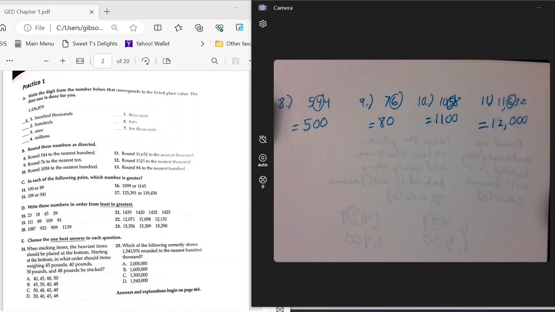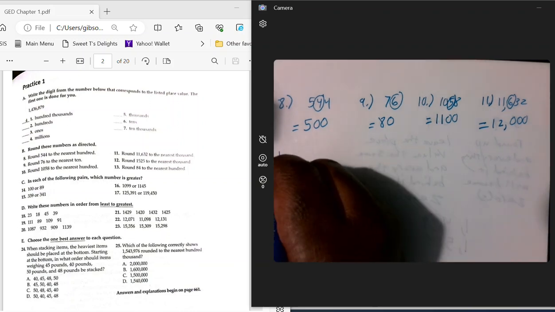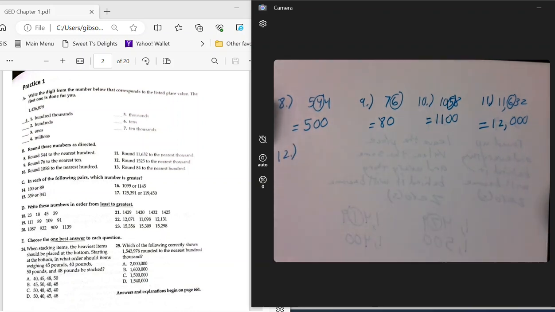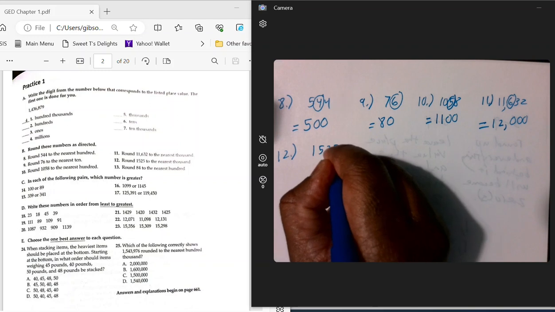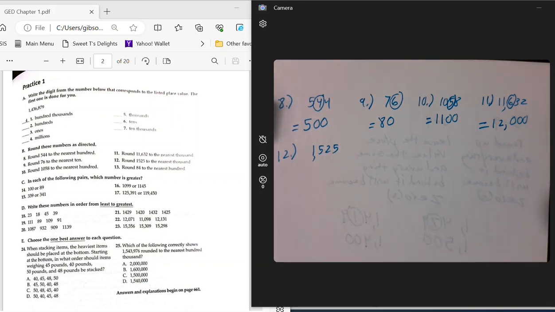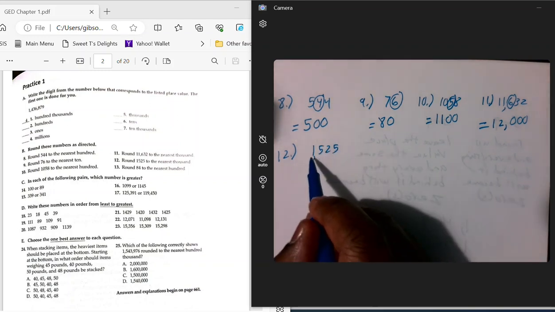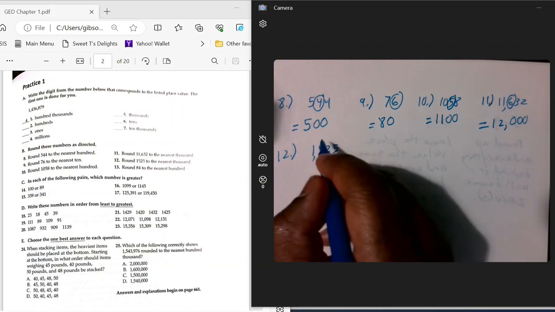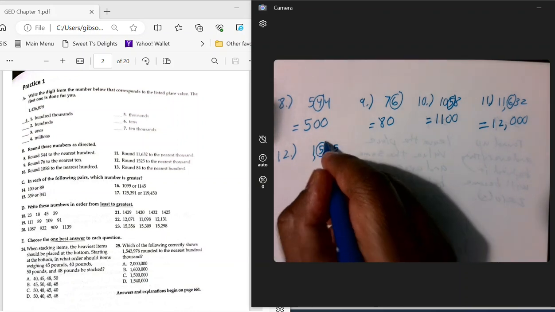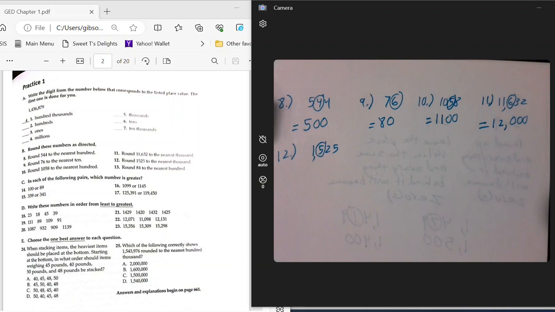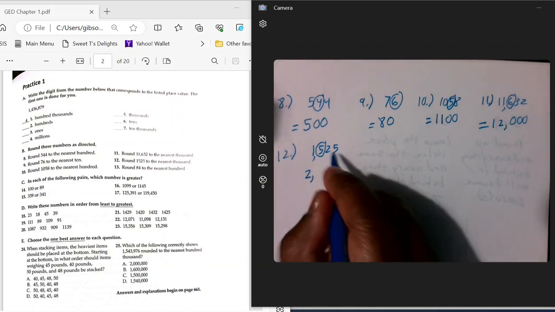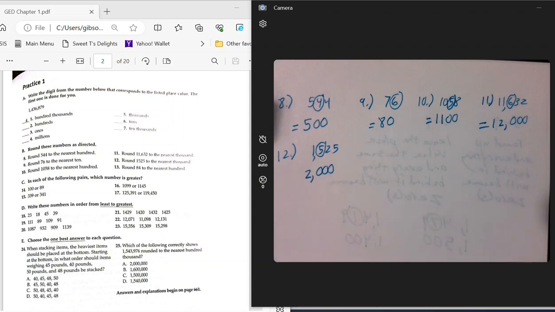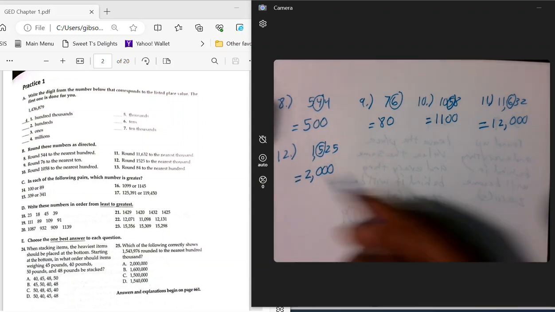Okay, so now we're going to go to problem 12. It says round 1,525 to the nearest thousand. So the thousands place is this 1. Directly to the right of this is the hundreds place, which is a 5. That's 5 through 9. So we know we add 1 to the thousands place, and everything behind the thousands place becomes zeros.